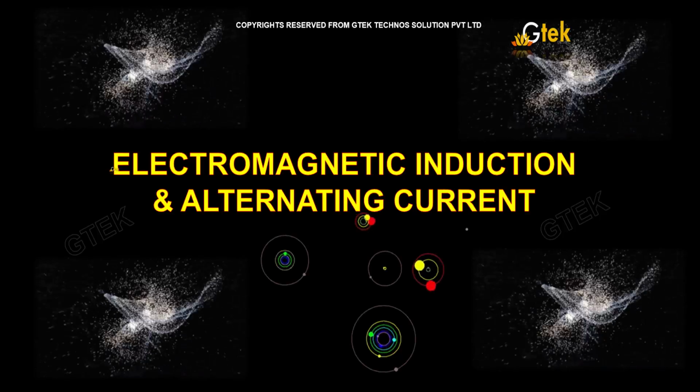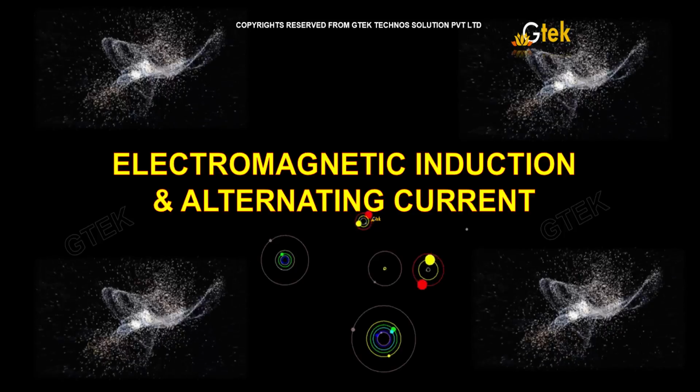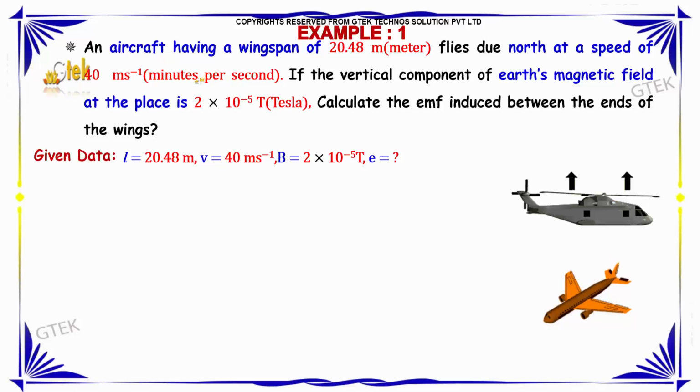This is about the problems in electromagnetic induction and alternating current. An aircraft having a wingspan of 20.48 meter flies due north at a speed of 40 meter per second. If the vertical component of the Earth's magnetic field at the place is 2 into 10 power minus 5 Tesla, we need to calculate the EMF induced between the ends of the wings.